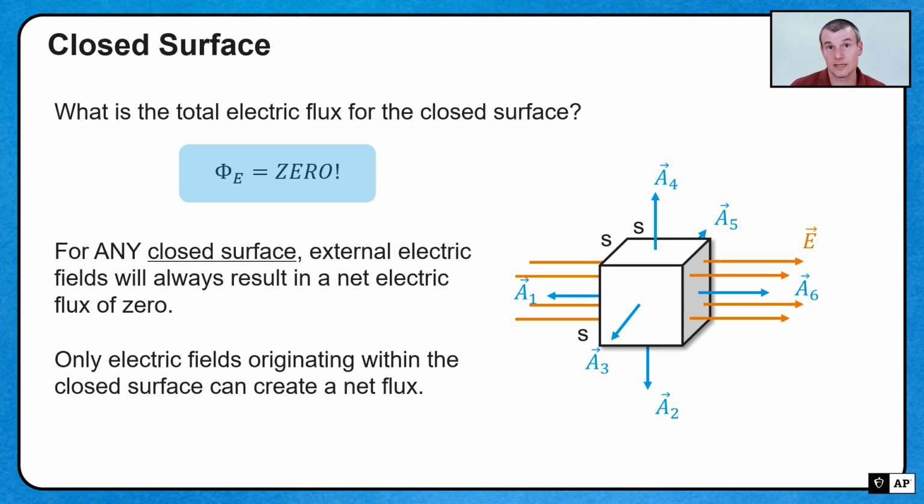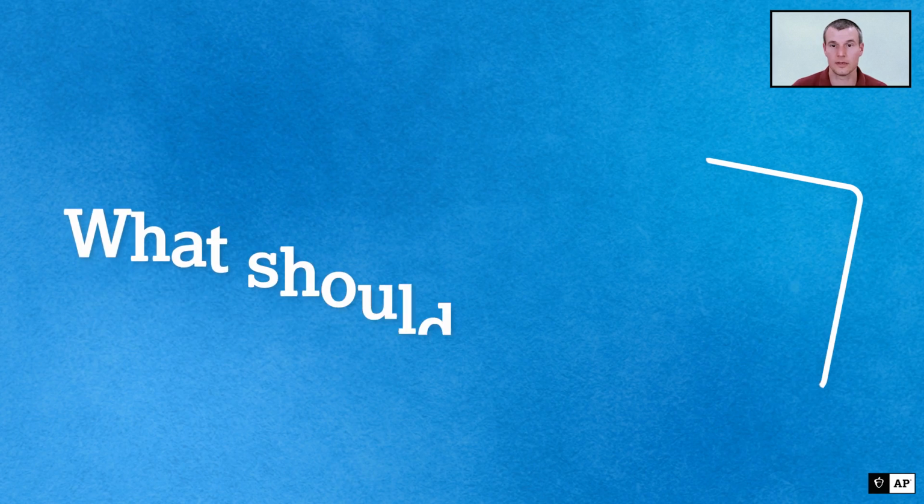We will explore this in future videos, especially talking about with Gauss's law. But for any closed surface, if there's only field externally, it's all going to cancel out. It's only the electric fields that are inside that are going to generate a flux. And we'll explore that, as I said, more with Gauss's law.